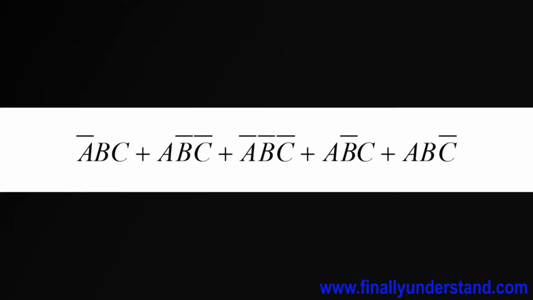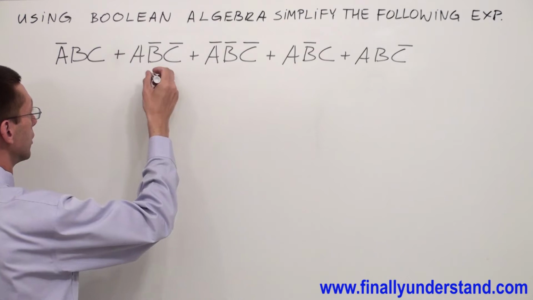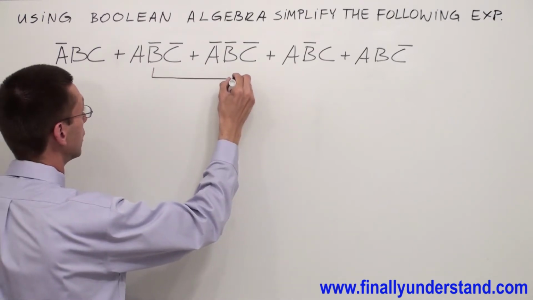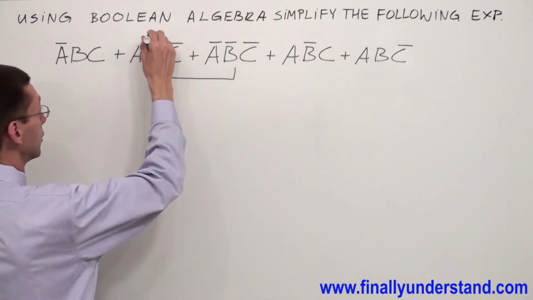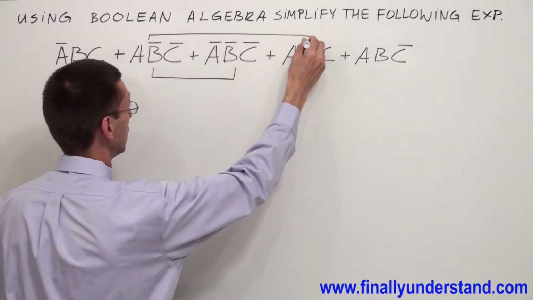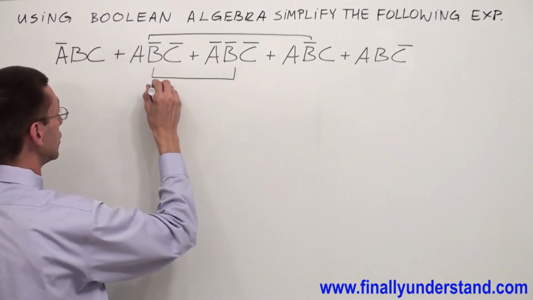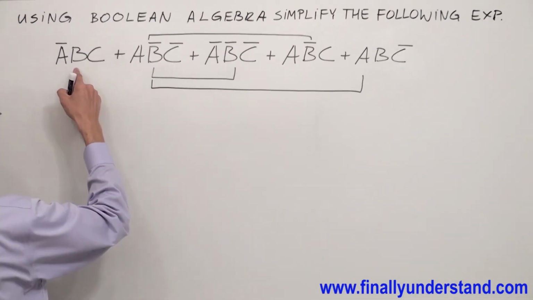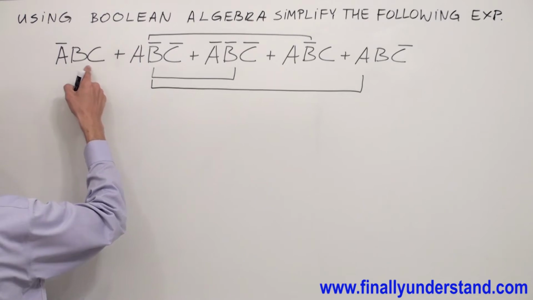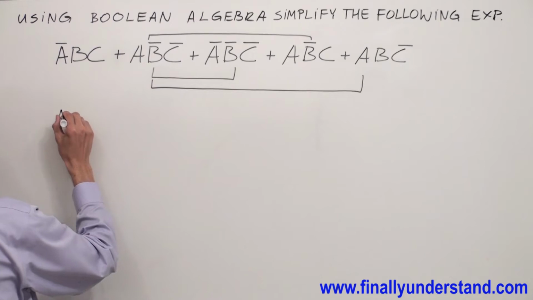Let's solve the following expression. From these two terms, I can factorize b naught, c naught. From these two terms, I can factorize a, b naught. From these two terms, I can factorize a, c naught. I cannot factorize two variables from this term, so that's why I'm going to copy this down.